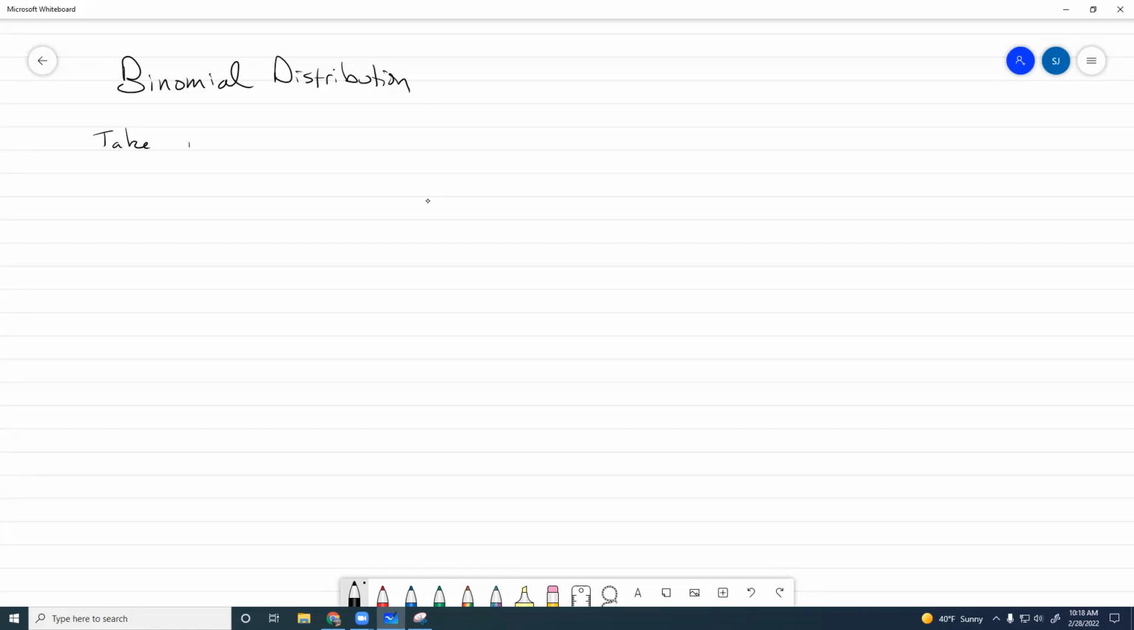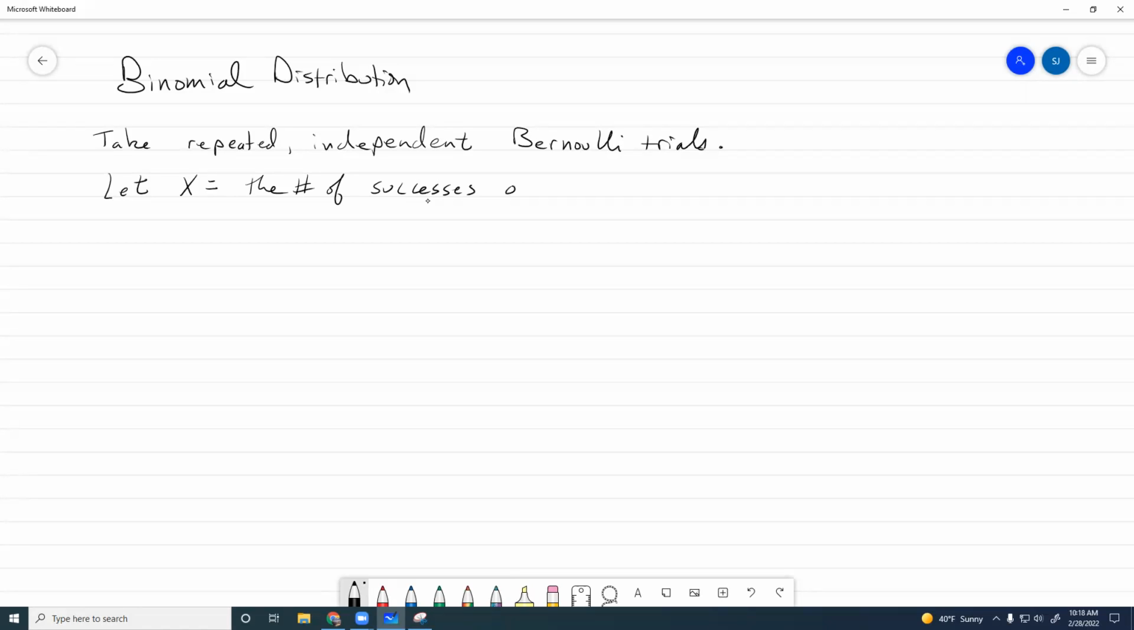Take repeated trials. That's where the independence comes in. Between each trial, the outcomes are independent. So now we've got a new random variable, and we'll say X is now the number of successes over n trials. So there's 2 variables in here now. It's not just the number of successes, it's how many trials.